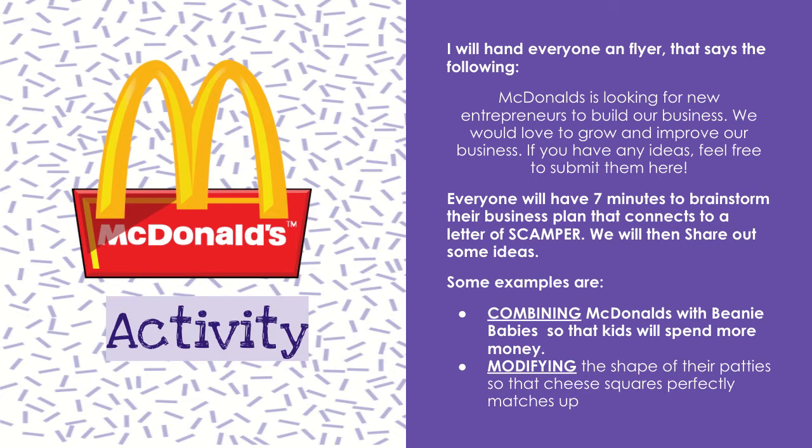Now, some examples that I was able to think of really quickly for combining. Maybe you combine Beanie Babies with McDonald's, so the kids will spend more money to get the different Beanie Babies as toys in their Happy Meals. Another option is modifying the shape of the patty so they're not circular. They're going to be squared to match up with cheese squares perfectly, and you get a better taste. Those are just some ideas. Like I said, we'd share this out, be a pretty open format, and we'd experience the thought process that we'd be putting the kids through.